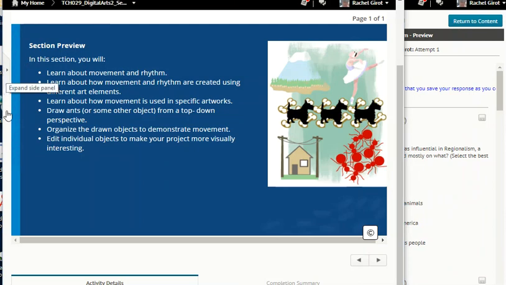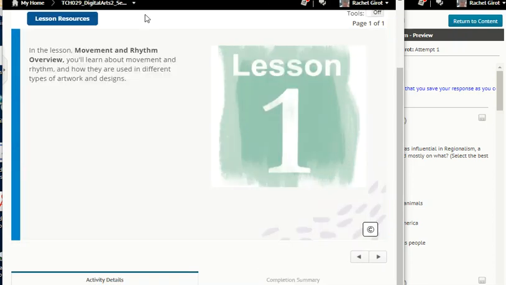Section preview. In this section, you will learn about movement and rhythm, learn about how movement and rhythm are created using different art elements, learn about how movement is used in specific artworks, draw ants or some other object from a top-down perspective, organize the drawn objects to demonstrate movement, and edit individual objects to make your project more visually interesting. In the lesson Movement and Rhythm Overview, you learn about movement and rhythm and how they are used in different types of artworks and designs.